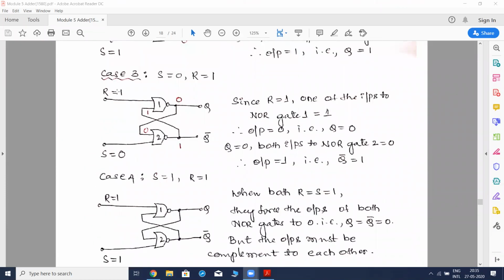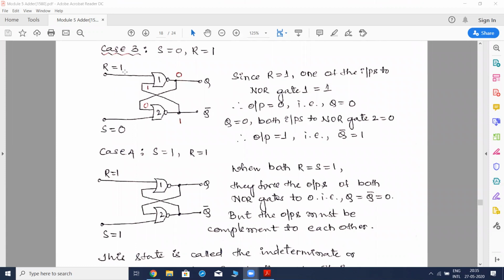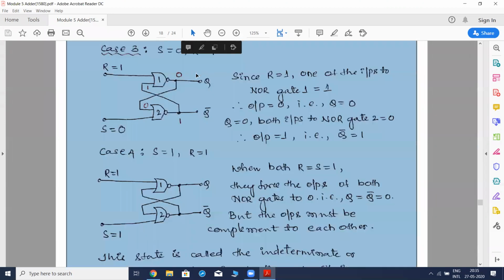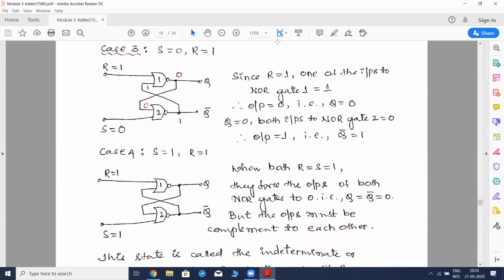In the third case, we are taking R equal to 1 and S equal to 0. If we take R equal to 1, then we have to start the analysis from NOR gate 1. Irrespective of the other input, we are going to get the output as 0. We have already seen the NOR gate truth table, right? When any one of the inputs is 1, we get the output as 0. So that 0 appears over here.